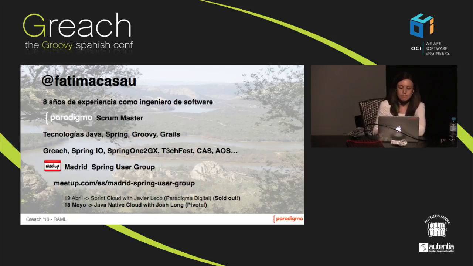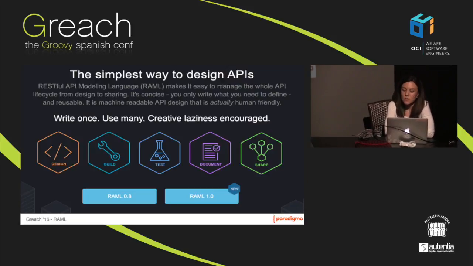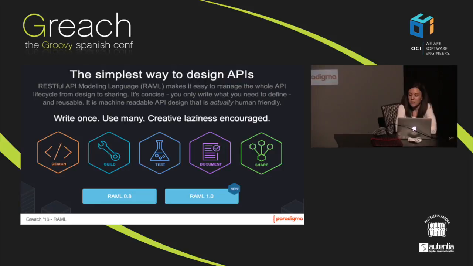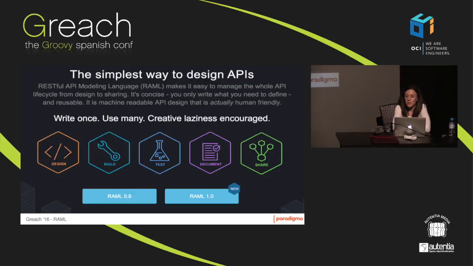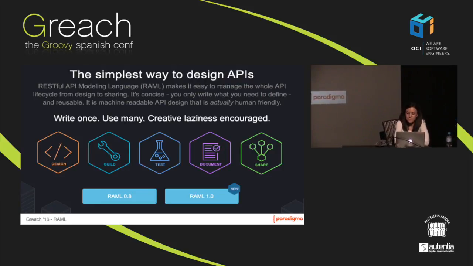Well, today I want to talk to you about RAML, a RESTful API modeling language used as a new specification to manage the lifecycle of our APIs.